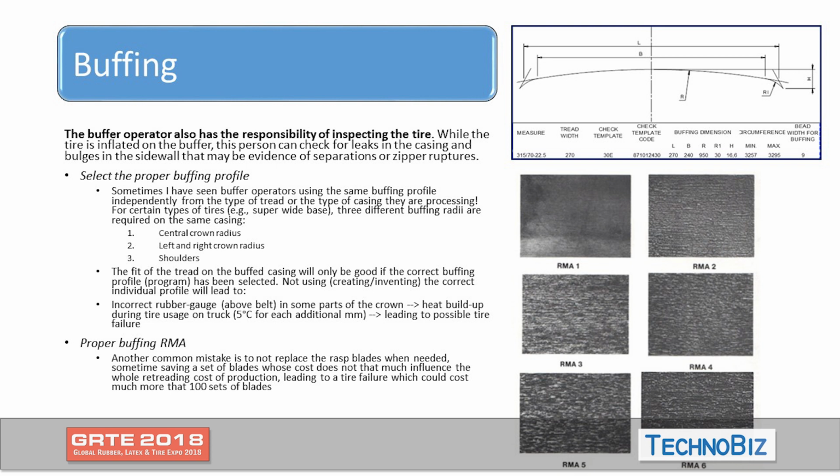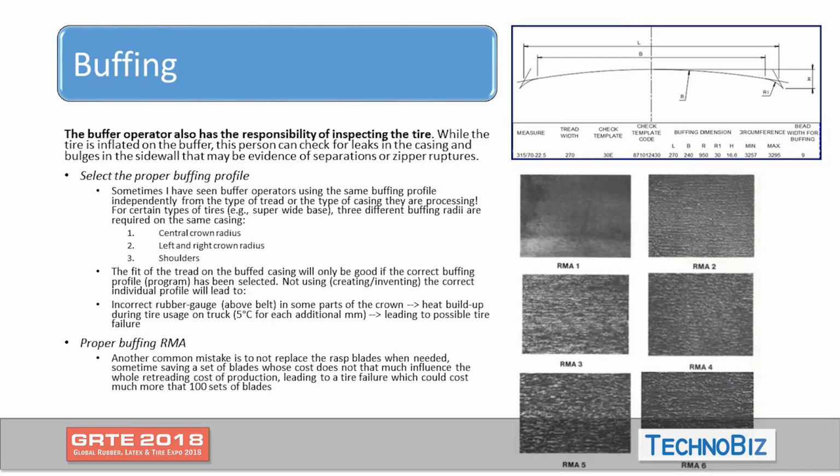And sometimes we have different radii in this buffing profile. We have the radius for the shoulders, we have the radius for the crown, and even in the wide base tires, we have a negative radius in the center of the tire. So it's very important to apply the correct buffing profile.